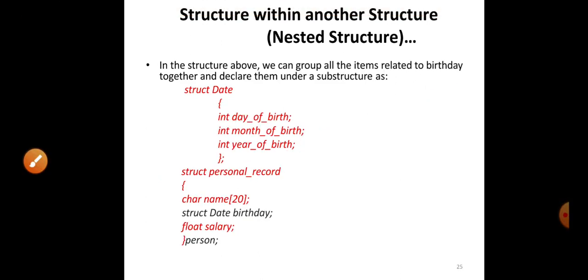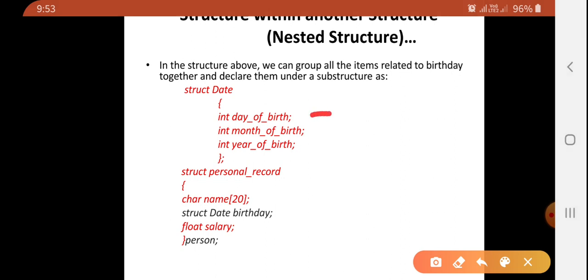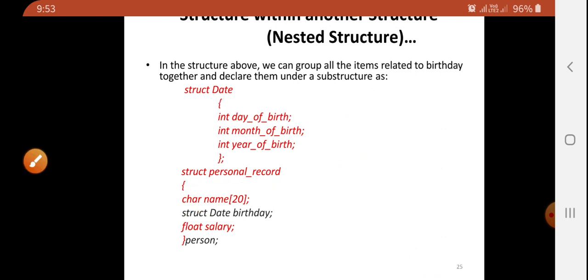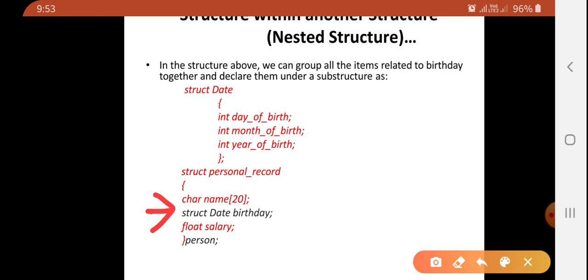Okay, so we have created one structure, date, which contains day of birth, month of birth, and year of birth, and the structure name is date. Now we have created the same structure, that is personal_record, which contains two values, name and salary, and one structure variable, that is struct date. Here the variable of the struct date is birthday.